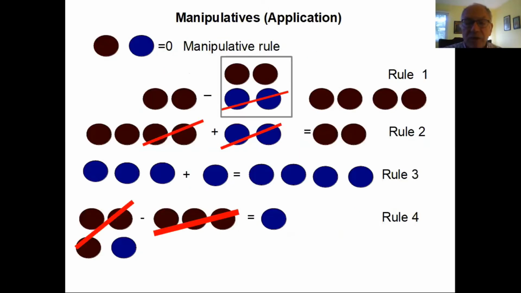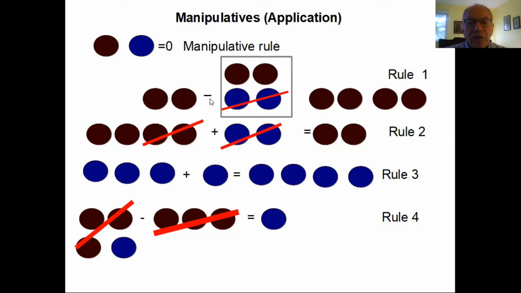We could do this with manipulatives. I'm not particularly happy about manipulatives. They're merely an application, but sometimes for some people it makes it easier to understand things. So a brown penny plus a blue penny, our rule is that makes 0. Okay, and now we try to subtract a negative number from a positive number, as we're doing here.